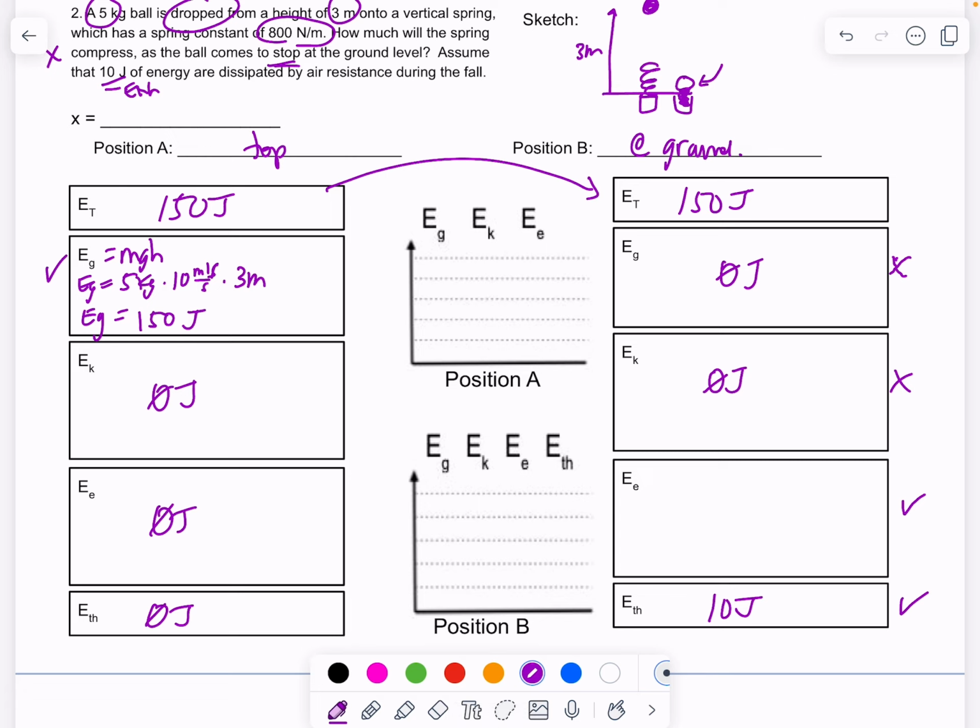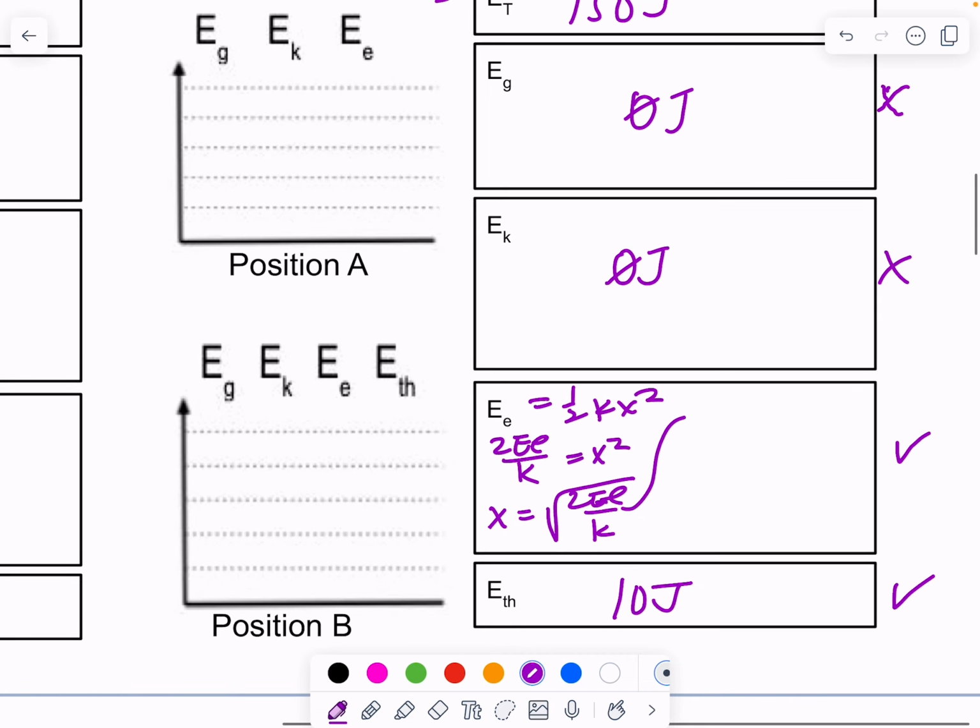Now what you have to do is we're going to have 1/2 kx squared, and I'm looking for the x value, so I'm going to have to isolate that. I'm going to get 2EE over k is x squared, and then I have to take the square root. So my x is going to be 2 times the EE over the k, which is 800 newtons per meter. Now the tricky thing is what goes here.